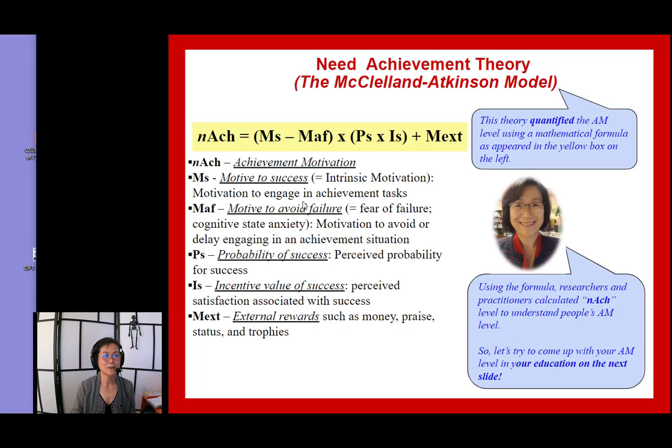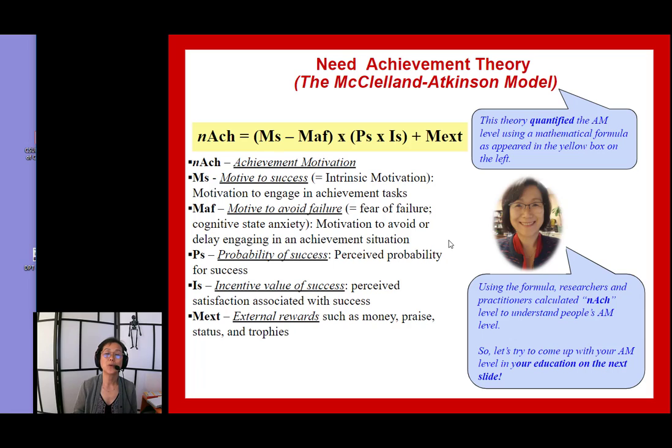So what is MS in the formula? Motive to succeed. In a way, it's your intrinsic motivation to engage in an achievement task, something where you'll be evaluated and judged. That's an achievement task, right? And then you have intrinsic motivation to get engaged in it, to enjoy, to learn, to improve. That's the intrinsic motivation right there.